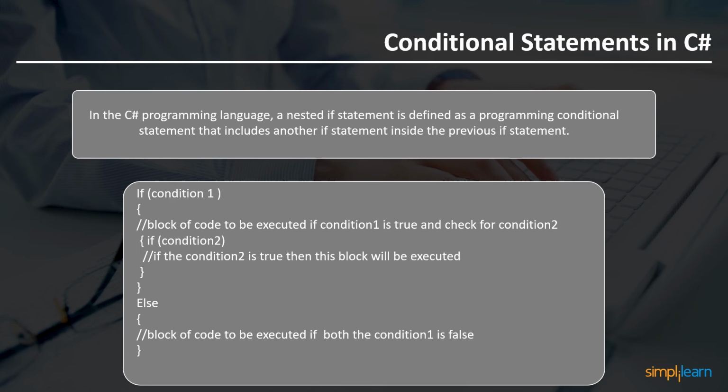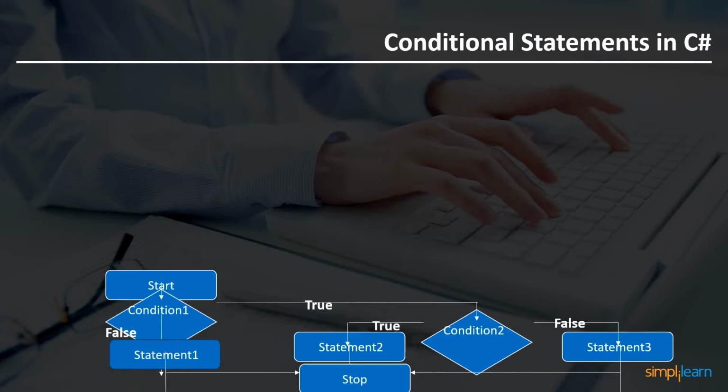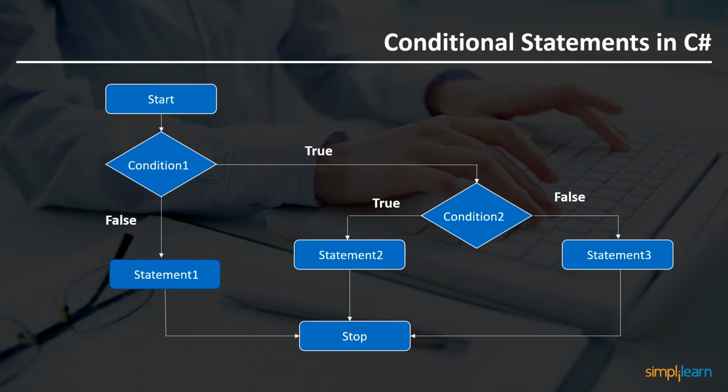If condition 2 is true, the second if of the block will be executed. And if both the conditions are false, then the else block of statements will be executed. The flow diagram for the nested if statement is as follows.